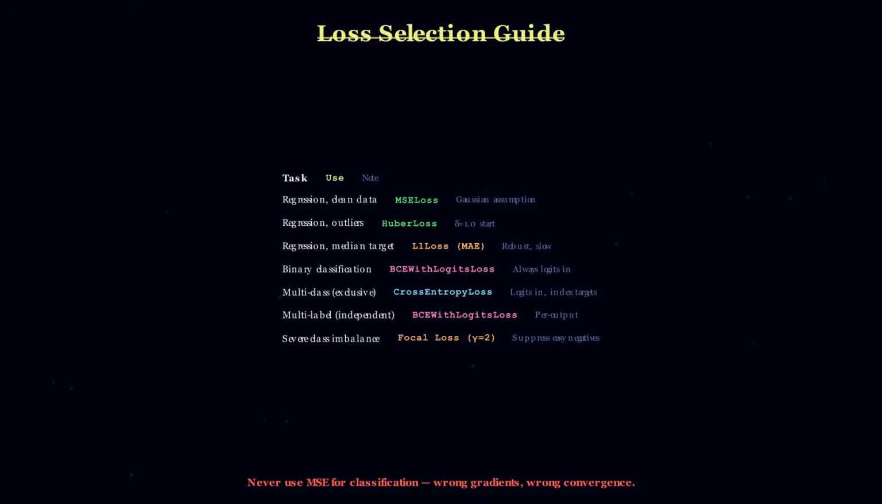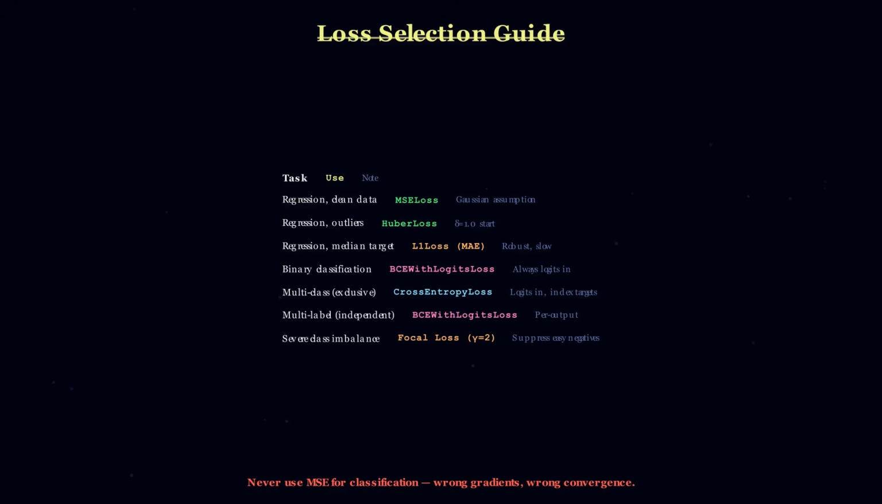The loss selection guide. One table, every use case covered. Regression, no outliers: use MSE. Fast convergence, Gaussian assumption. Regression with outliers: use HuberLoss. Robust and smooth. Regression, median preferred: use MAE. Robust, slower near minimum.